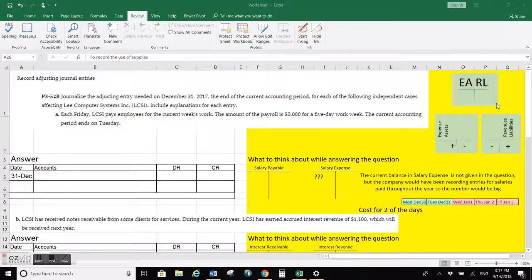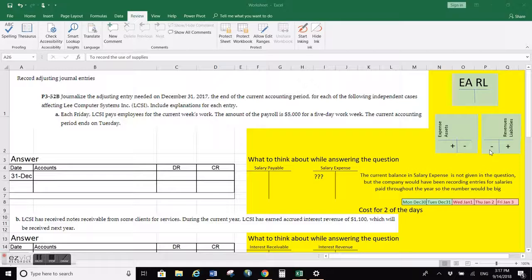Just a refresher on EARL. EARL tells us what to debit or credit when you're getting more. Expenses and assets are debited when you get more and credited when they are reduced. On the other hand, revenues and liabilities are increased on the credit side and decreased on the debit side.